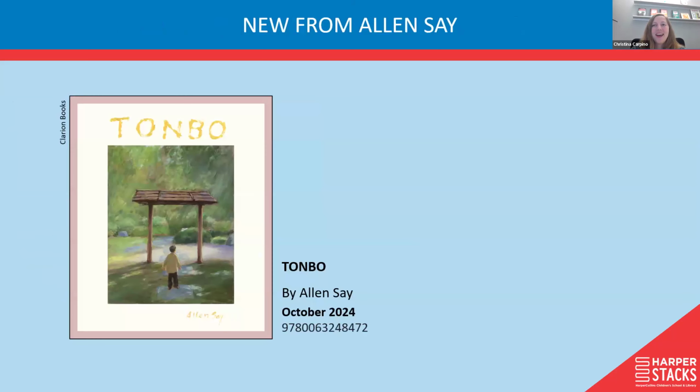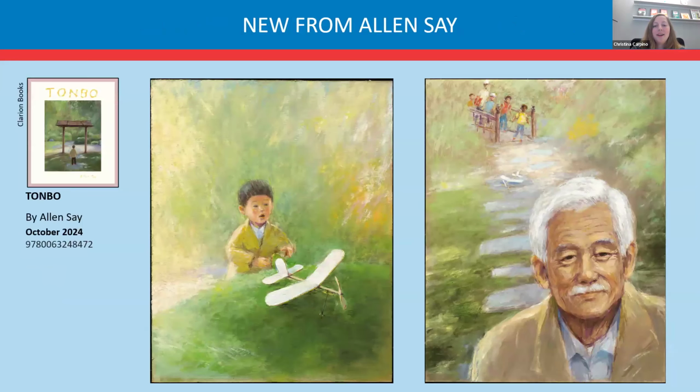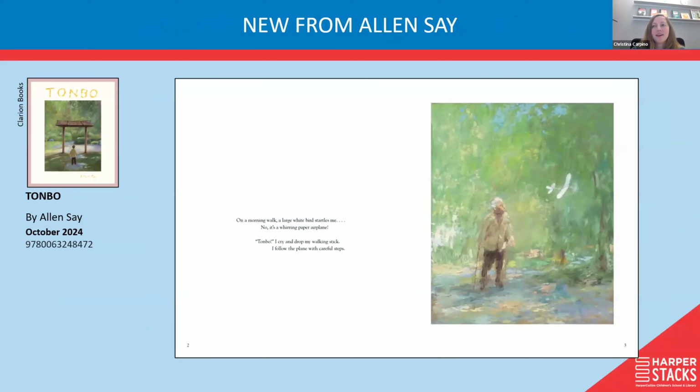Next. And new from Allen Say, speaking of Caldecotts, we have another medal winner on our list with Allen Say's Tonbo, this lushly illustrated story about a man who unexpectedly finds himself becoming younger and younger. Next slide. It's a stirring tale of memories and creativity that will inspire a whole new generation of artists. Next slide. You can see it's got really gorgeous art. I definitely recommend checking out the full PDF on Edelweiss.